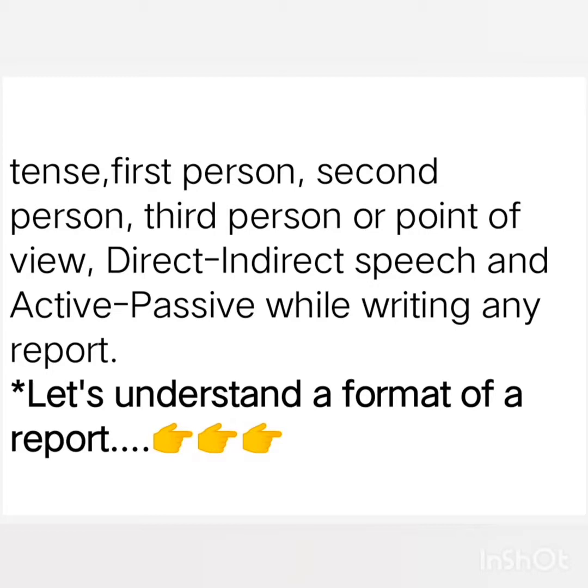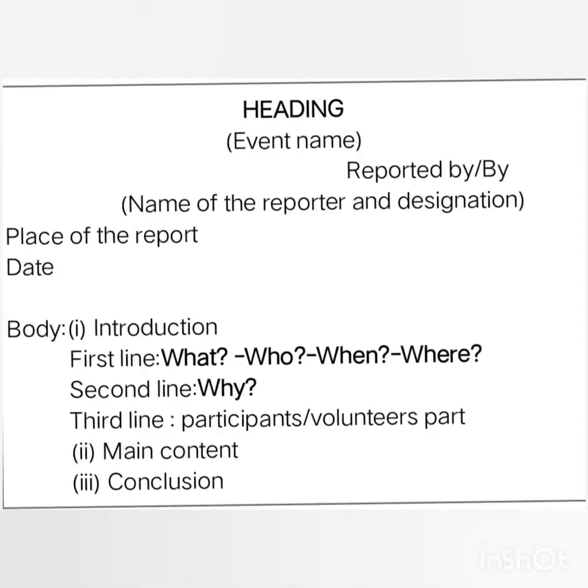Now let's understand the format of a report. At first, let's draw a rectangular box on the page. It is not compulsory. In the first line in the middle, please write the heading of the report in capital letters. The heading contains the event name. After that, in the right side corner, write reported by and name of the reporter and designation, if any.